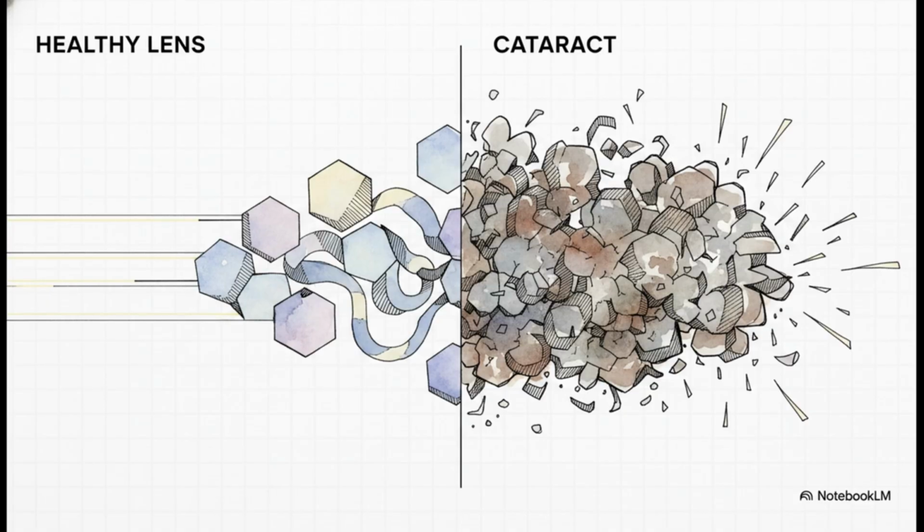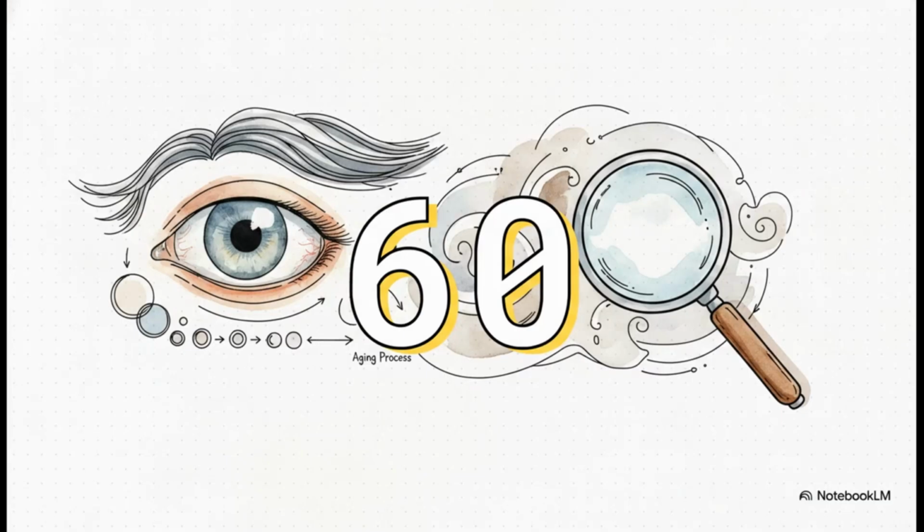And that brings us to a massive number, 60. Aging is by far the primary risk factor. In fact, the vast majority of people over the age of 60 will develop some degree of cataract. It's a completely natural part of the eye's aging process, much like getting grey hair, isn't it? But age isn't the only culprit here. There are vital systemic and environmental risks we must consider.